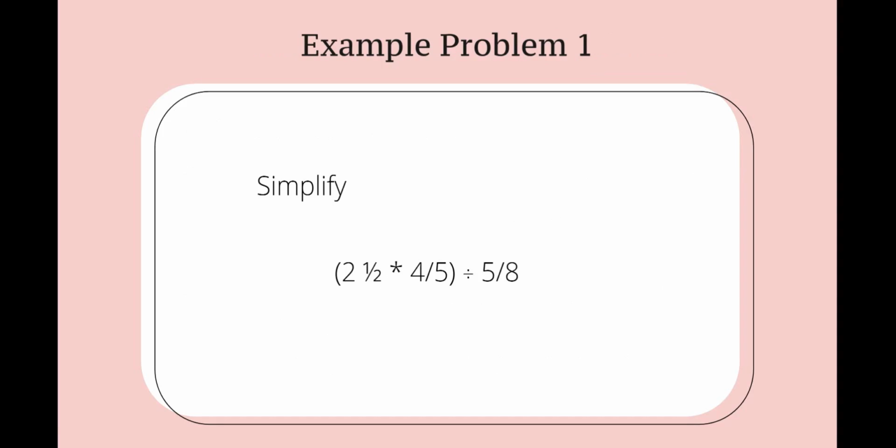Here's a practice problem. It asks, simplify 2 1/2 times 4/5 divided by 5/8. Pause the video and try it on your own, then we will solve it together. Ready for the solution? The solution is 48/25. Let's see why.